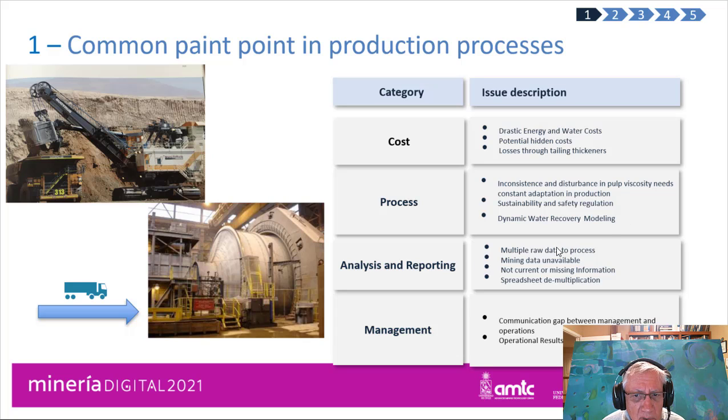We got multiple sets of raw data that need to be transformed. Mining data sometimes is unavailable, so we need to capture that in real time. Not current or missing information is the typical norm. We need to organize that in what we call the digital plant model. There are a multitude of spreadsheets that have to be reduced to one version of the truth.